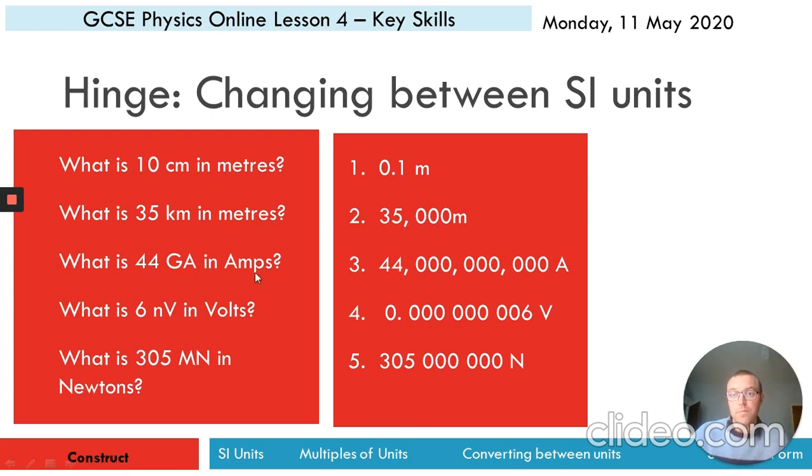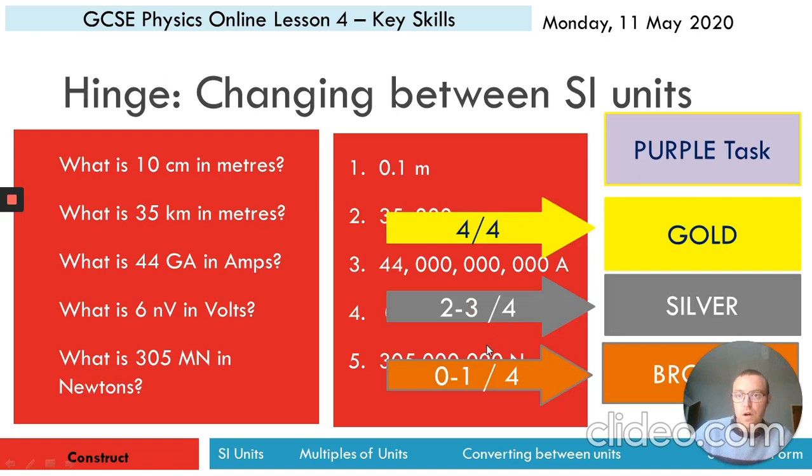44 gigaamps in amps. Giga, you'll see, is 10 to the power 9. So we move the decimal places 9 places to the right. 44, so that's a million, 44 billion amps. 6 nanovolts in volts, 0.000000006 volts. And 305 meganewtons in newtons is 305 million newtons.